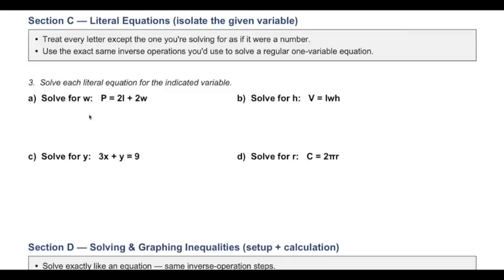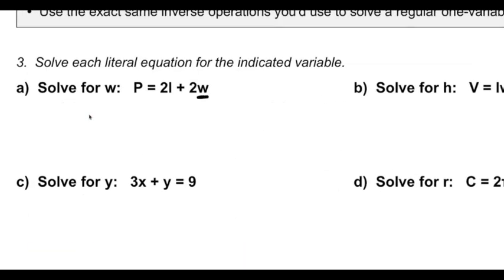Okay, so the first one, I want to get w by itself. So I'm trying to get this guy by itself. So first I gotta get rid of this, 2l. So we're gonna subtract 2l from both sides. And the key here is that you just gotta be able to accept it. So p minus 2l, I can't do anything. So just leave it as p minus 2l equals 2w.